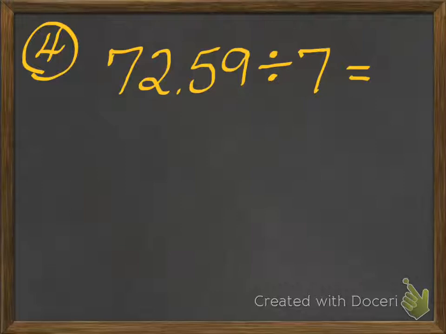Okay, number 4, 72.59 divided by 7. So I'm going to round.